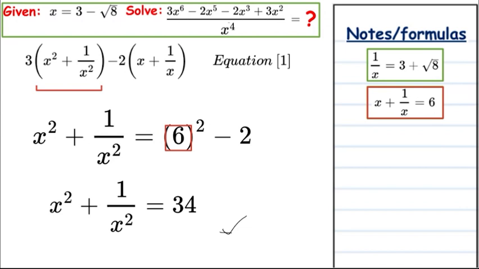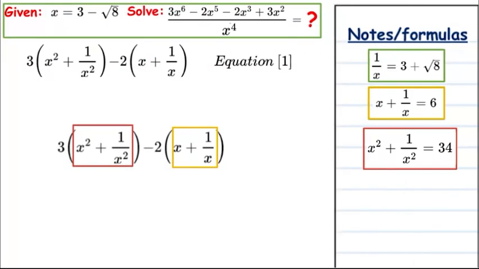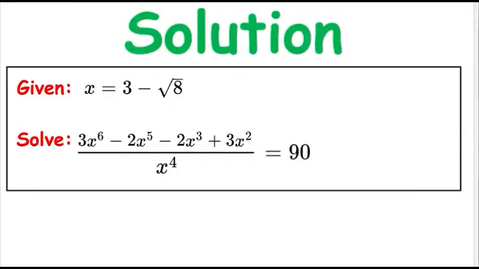So all we need to do now is substitute in. We're going to place the 6 in here and place the 34 in here. So let's multiply it out and let's see what we have. We have 3 by 34 minus 2 by 6. Well, that's 102 minus 12. Therefore, our result is 90. Thus, our solution to the expression, given x is equal to 3 minus square root 8, substituted into the expression below, is a result of 90.